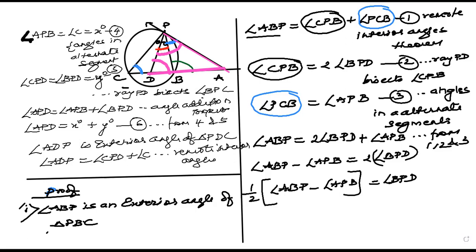Do you know the measure of these angles? Yes. Therefore, ADP equals, what is CPD, children? CPD, you can see, is Y degrees. And what is angle C? You can see this angle C on top is X degrees. I'll just say again, from 4 and 5. And now please have a look here. This is your statement number 7.